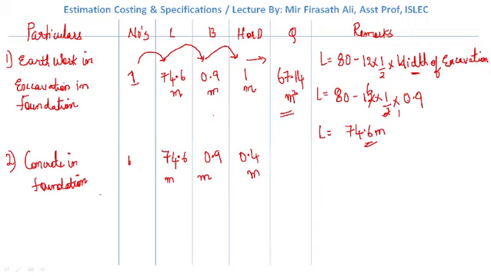Now, multiply this, 1 into 74.6 into 0.9 into 0.4. The answer will be your quantity. The value comes around 26.8 meter cube. What is it? Concrete in foundation. Now, let us find out the brickwork in superstructure and plinth.